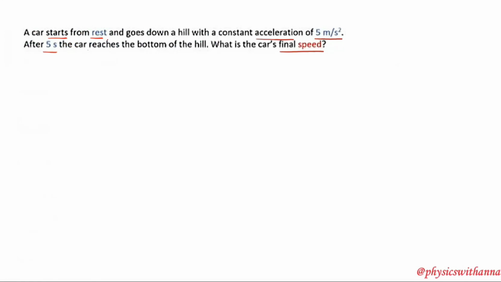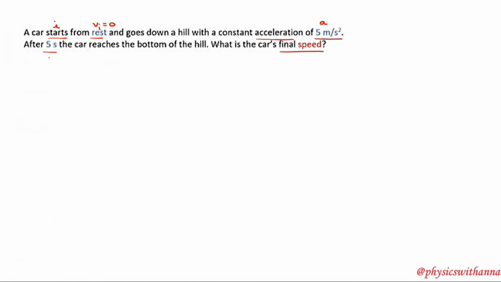So here the car starts from rest. Start means this is the initial point. And when an object is at rest, it is not moving, so its velocity here will be equal to 0. And since this is the starting point, this corresponds to initial velocity. It moves down with a constant acceleration of 5 meter per second squared, so this is my acceleration A.